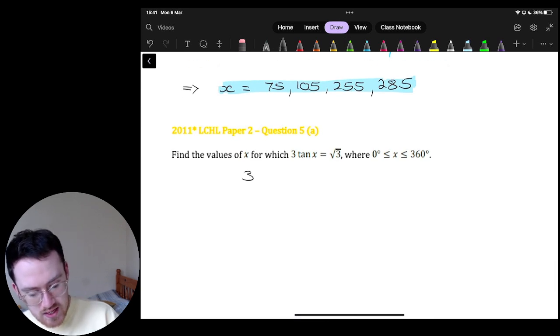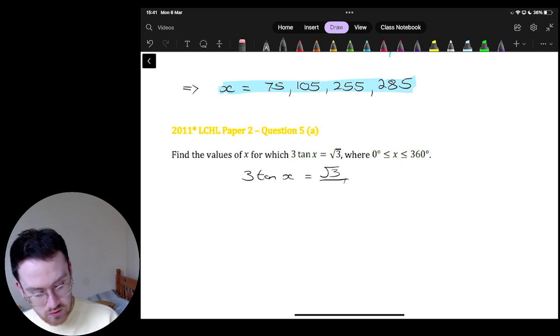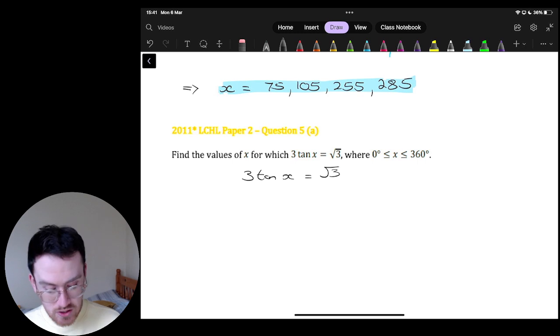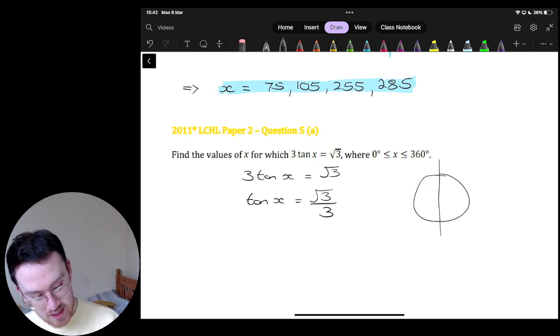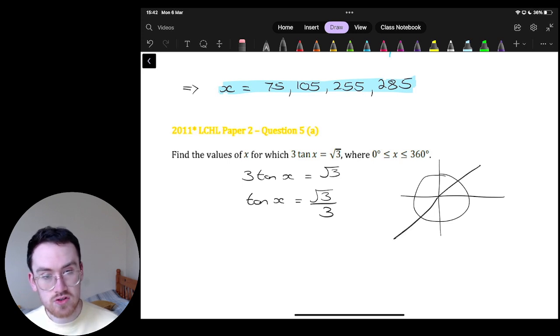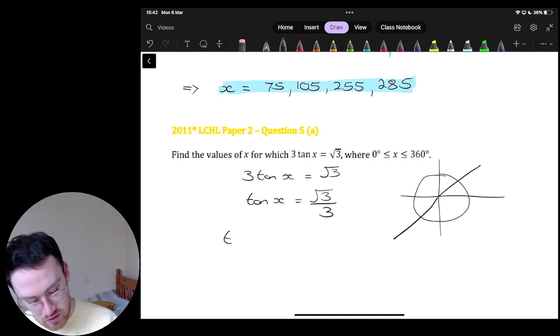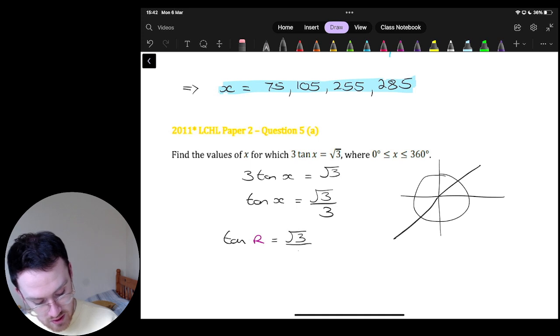Let's finally look at the last one. We have 3 tan x is equal to root 3. The first step we could do is divide by 3 to get root 3 over 3. Again, we're looking for tan, and we know that tan is positive in the first quadrant and the third quadrant. So we can find a reference angle. Tan of my reference angle is root 3 over 3, so my reference angle is tan inverse of root 3 over 3, which gives me 30.